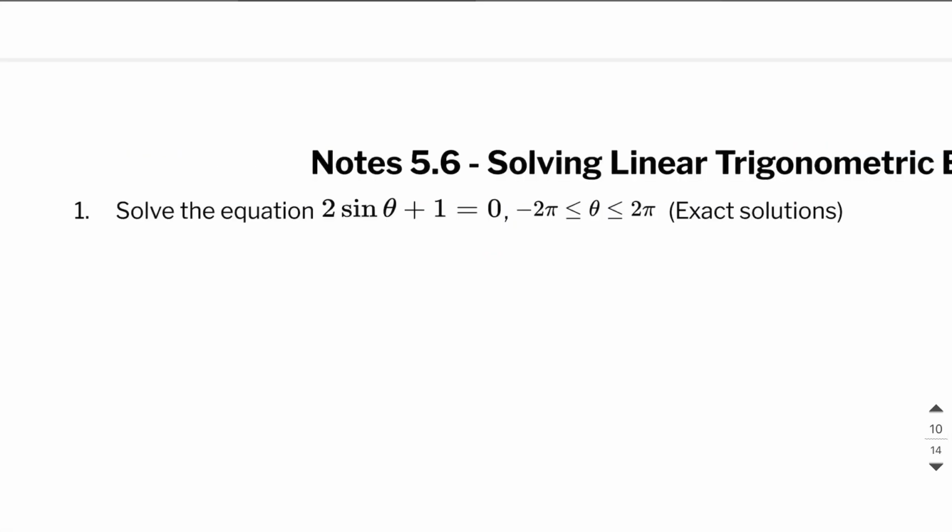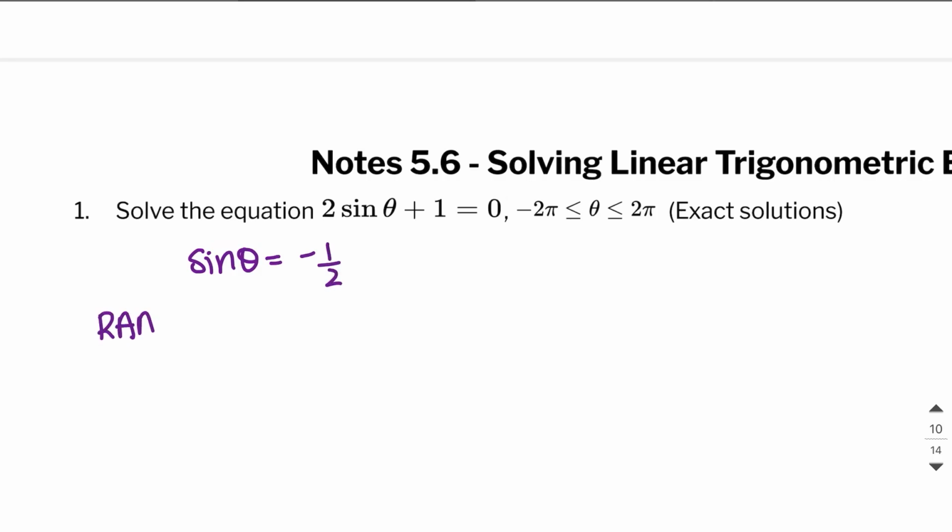Our first question says to solve this equation right here, 2 sine theta plus 1 equals 0. It's really important that we take a look at our restrictions. That has to be from negative 2 pi to 2 pi. So first thing I want to do is isolate sine. So I'm going to subtract the 1, and then divide by 2. So I end up getting sine of theta is equal to negative 1/2.